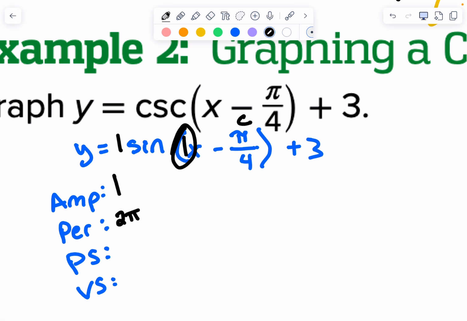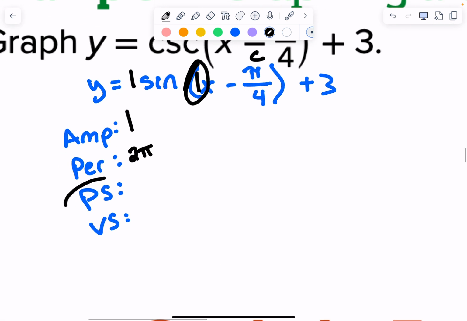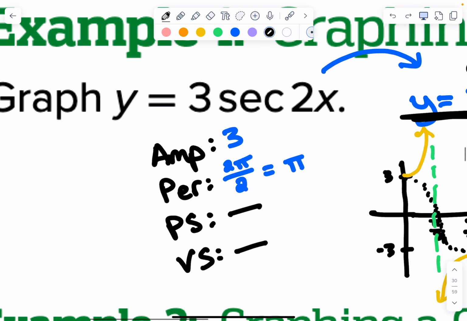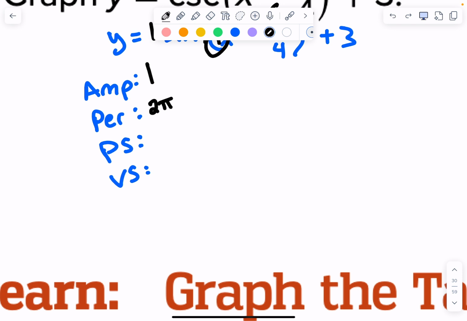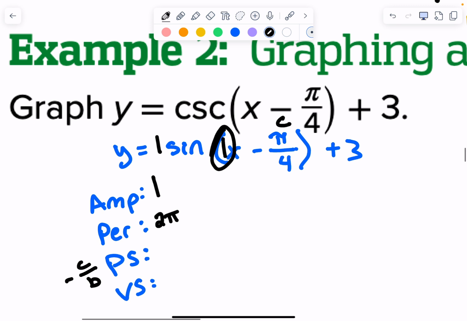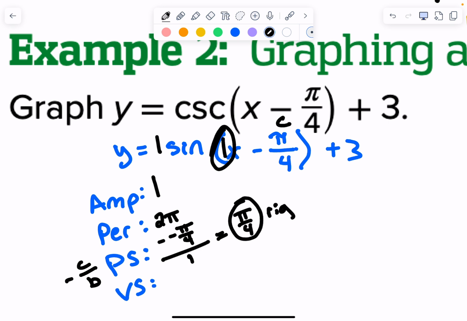How do you find phase shift? What's the formula for it? We didn't have a phase shift for the one up there. The formula for phase shift is negative C over B. C is negative pi over 4, so negative C is pi over 4, over B, which is 1, which means the phase shift is positive pi over 4. Is that to the left or to the right? To the right. If you look in the equation, minus means right, correct?